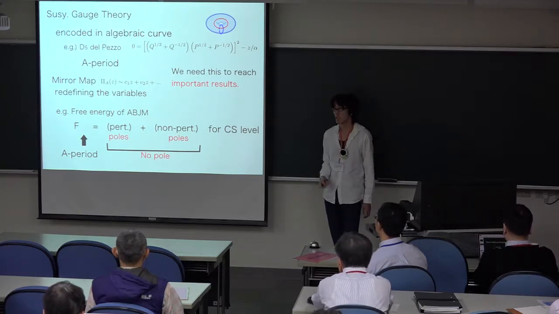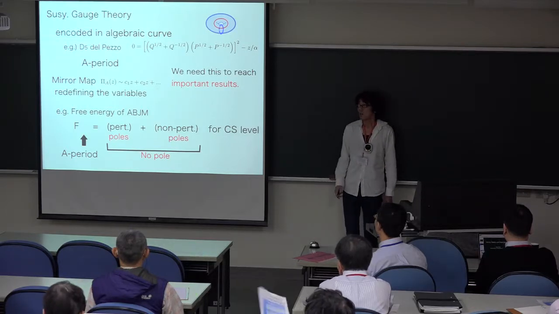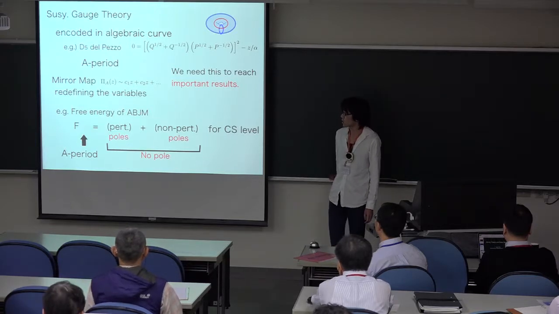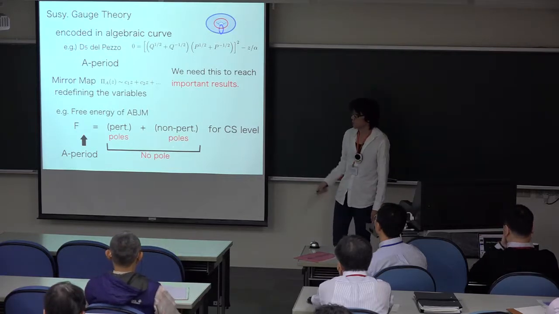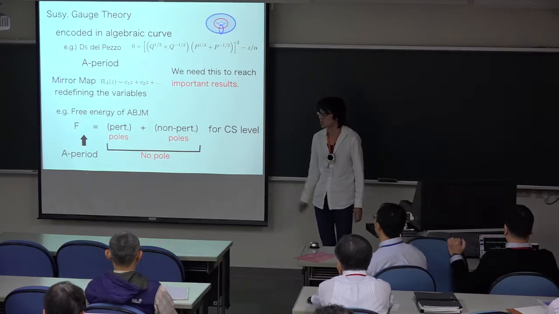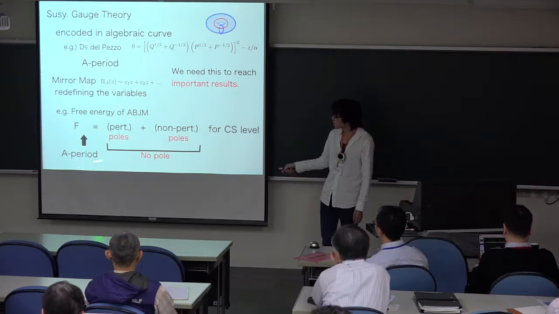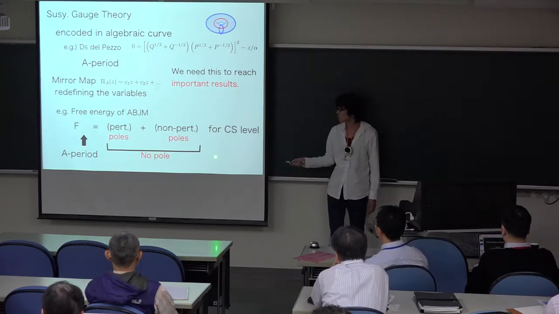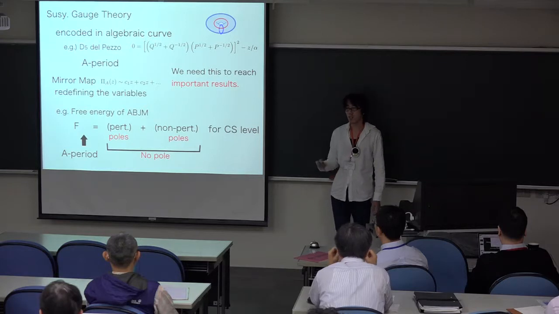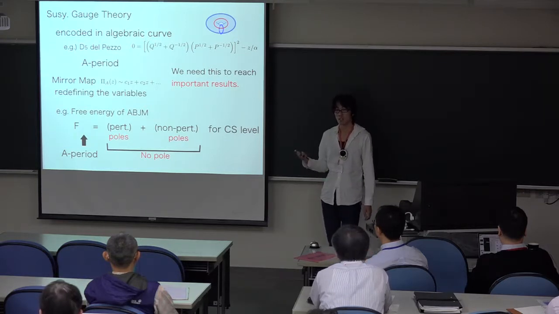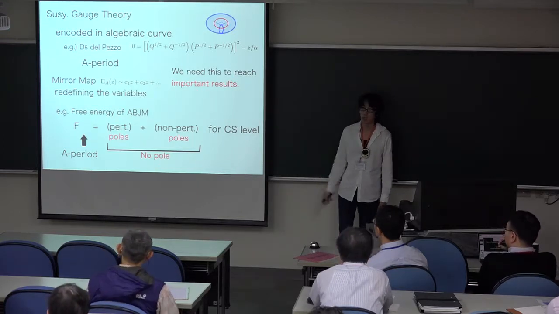For example, the free energy of the M-theory can be given by two terms, the perturbative part and the non-perturbative part for the tensile level. However, these terms have infinitely many poles for special values of the tensile level. These poles precisely cancel each other, so the total function is finite for arbitrary values of the tensile level. The important point is that without using the A period, without using the mirror map, we cannot reach this result, so we cannot reach a finite function. Therefore, we think that to determine the dynamics of supersymmetric gauge theories, a deep understanding of the mirror map is a quite important task. That's why we focus on the mirror map in our project.